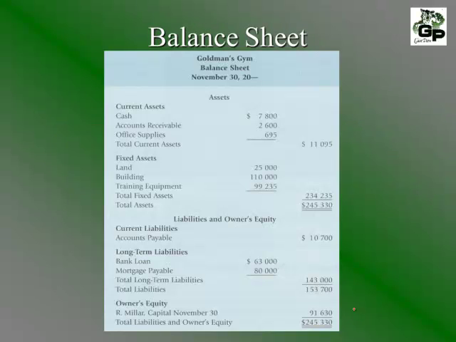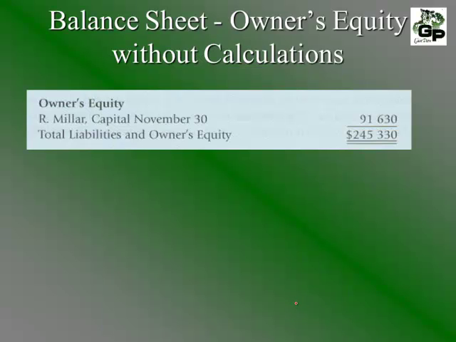Now we can see, if we use a statement of owner's equity, the balance sheet looks much less cluttered down in this area here. All we have, instead of all those calculations, is this one line right here with the amount at the end of the accounting period. And this is what it looks like up close. So we just have this one line right here, R. Miller, capital at the end of the accounting period, and then here's the amount.